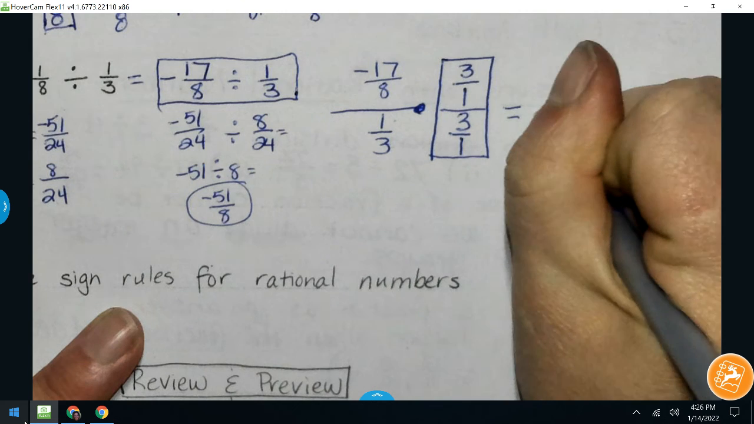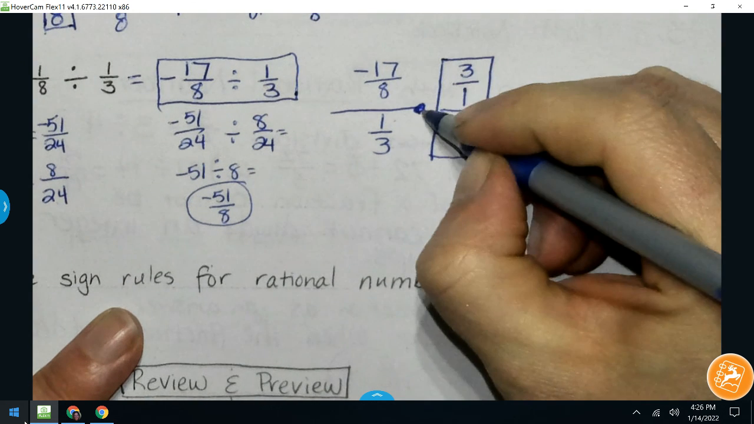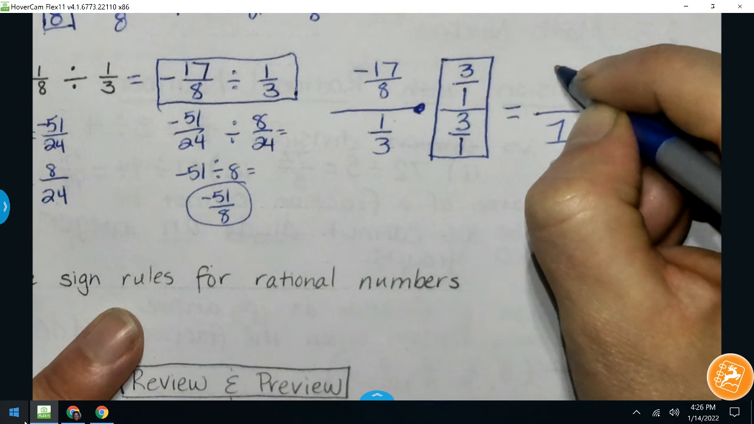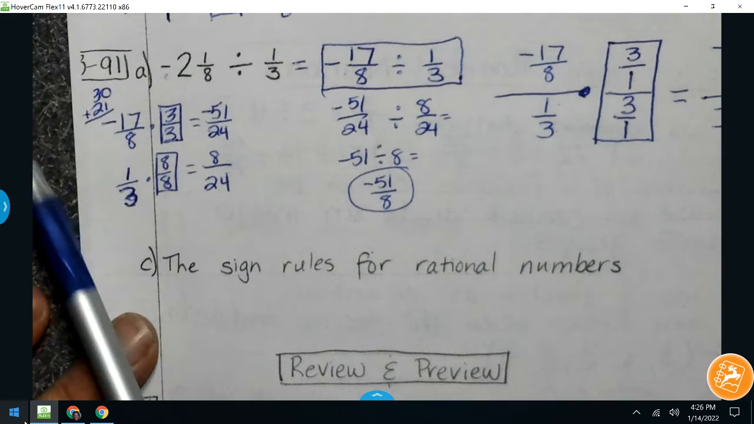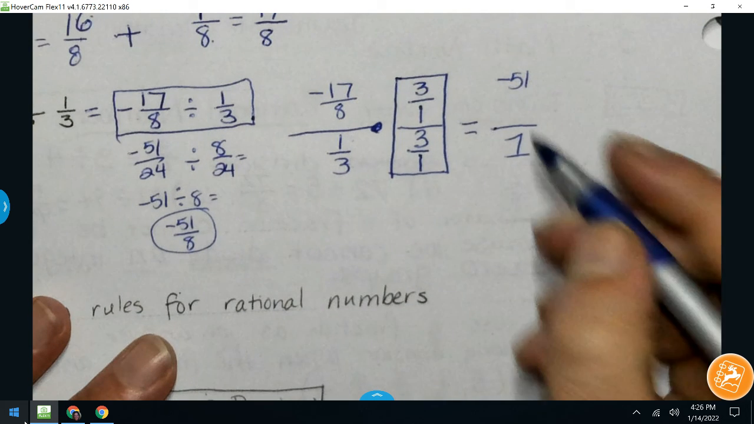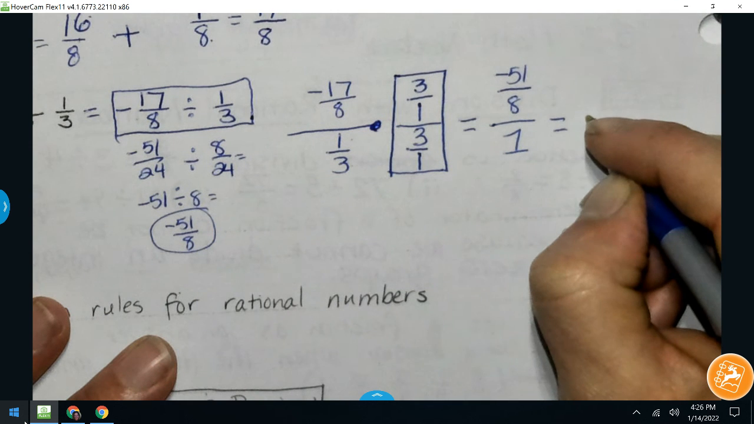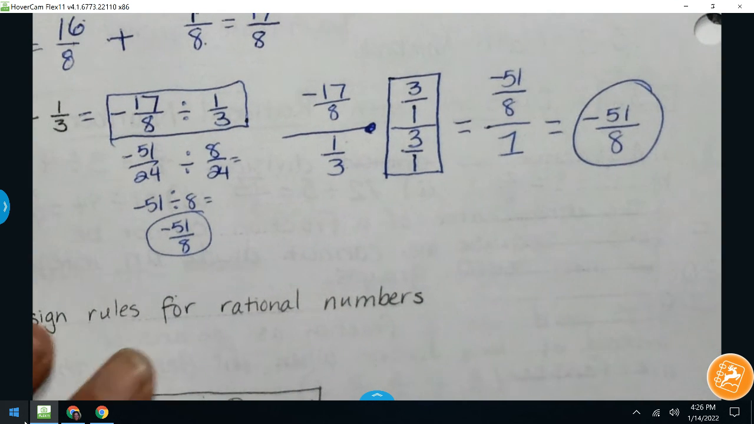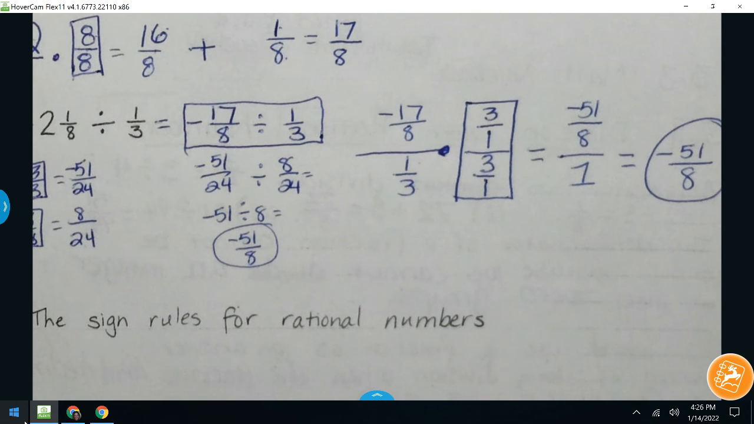We have, again, a 1 right here. I have negative 17 times 3. That's going to be negative 51. If you want to see where we got that from, that was over here, remember? I would do it the same way on this problem. Over 8. Now we have negative 51 over 8. Okay? So whichever method makes the most sense to you is the one that I want you to use.